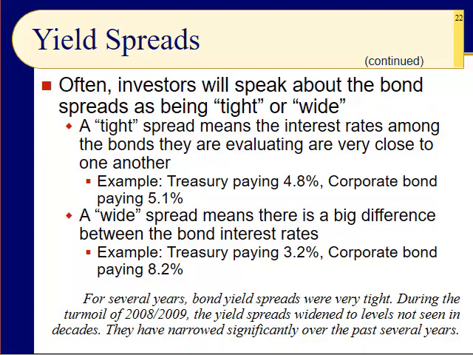Slide number 22, right. Often investors will speak about the bond spreads as being tight or wide. A tight spread means the interest rates among the bonds they are evaluating are very close to one another. And the example we have in this, which I really should change, right? I should change it to what's going on now, where a Treasury is paying 4.8, a corporate bond's paying 5.1. The wide spread means there is a big difference between the bond interest rates. Treasury paying 3.2, corporate bonds paying 8.2.